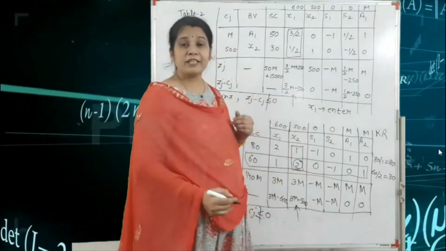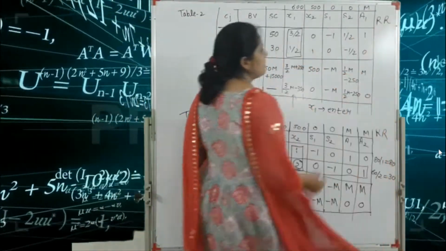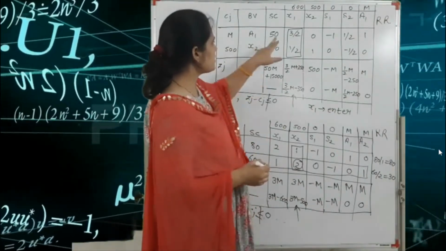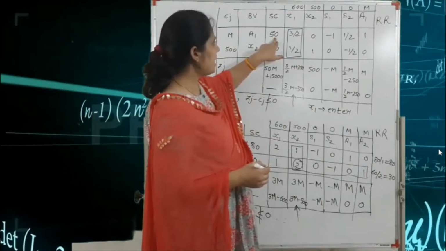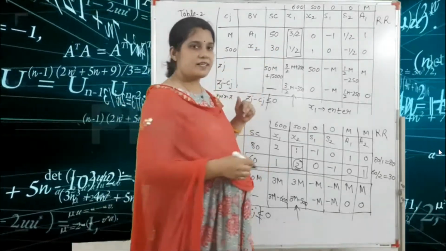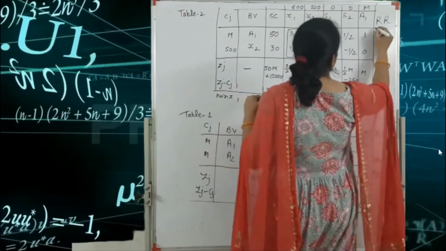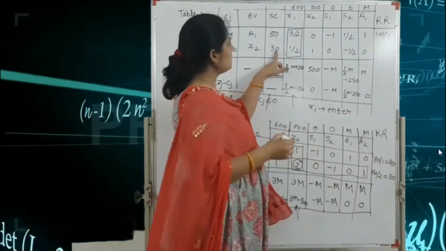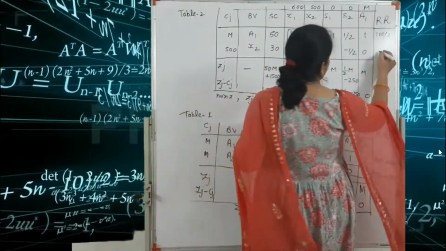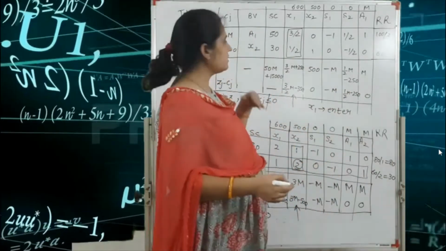Okay, so for finding the new variable, you write here the replacement ratio. So what is the replacement ratio? It is 50 divided by 3 by 2, that means 100 by 3. So here 100 by 3. Next one, 30 divided by 1 by 2, that means 60. Got it? 30 divided by 1 by 2, that means 60.